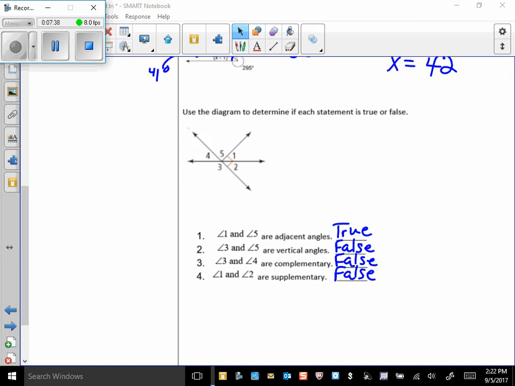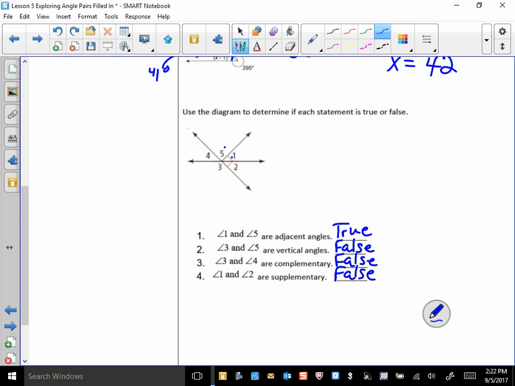Okay, so here we are back at this diagram, and we're trying to decide if each one of these statements is true or false. 1 and 5. So here and here. Are those angles adjacent angles? Sure they are, because they share a common side and they have no interior points that are common.